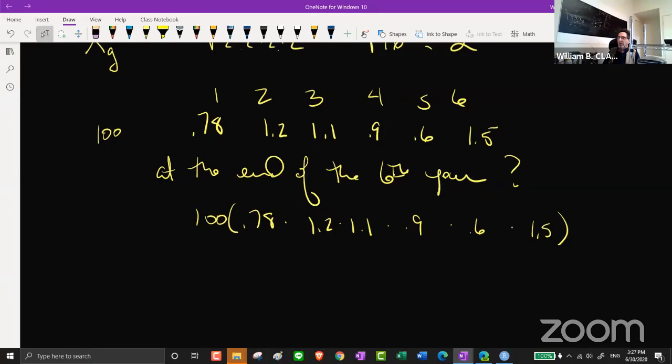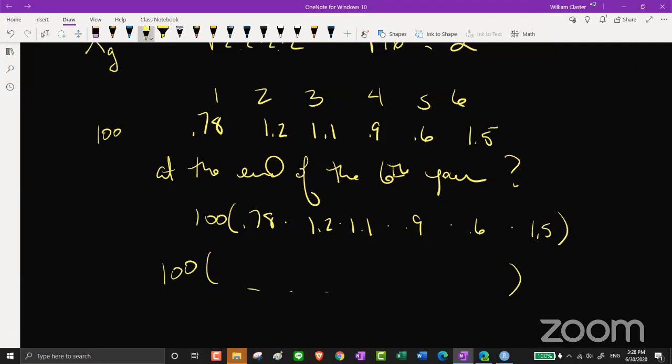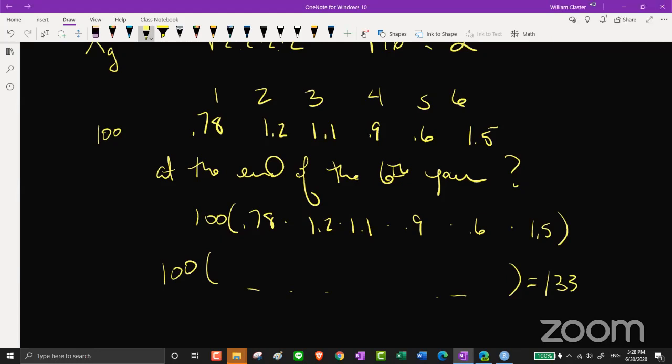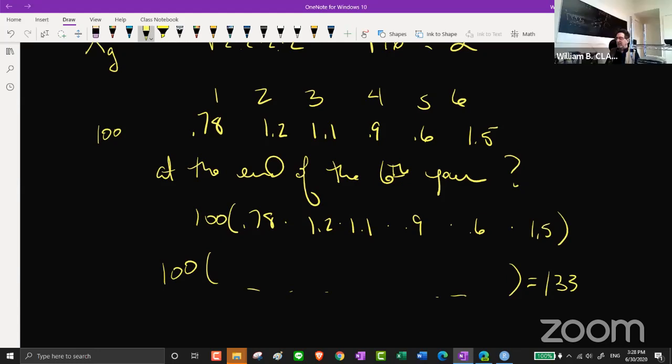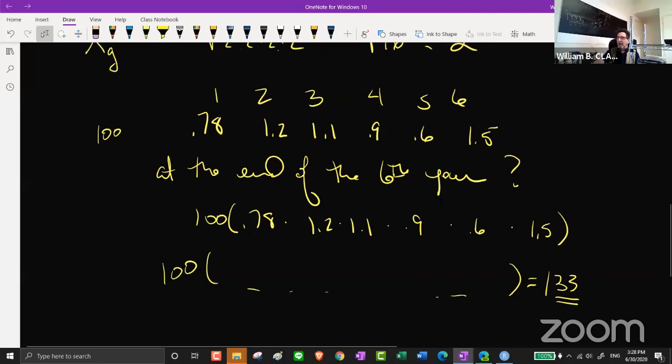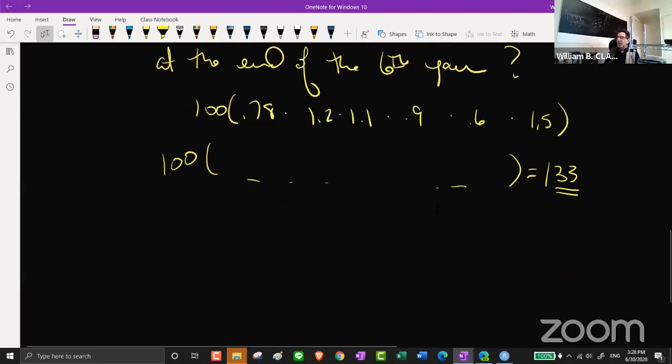So you start out with 100, and you multiply by all these factors. There's 10 of them, and you end up with about 133. Okay, so how much money did we make in the 10 years again? 33. Right, $33.